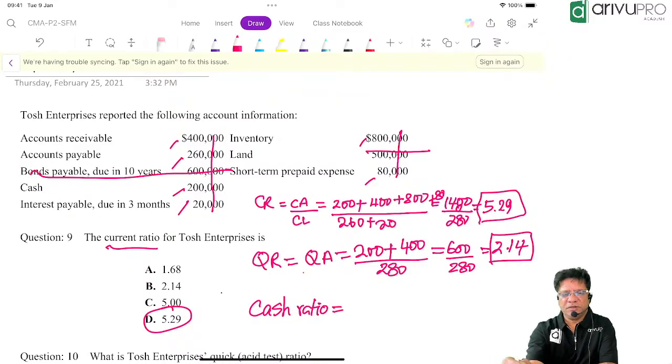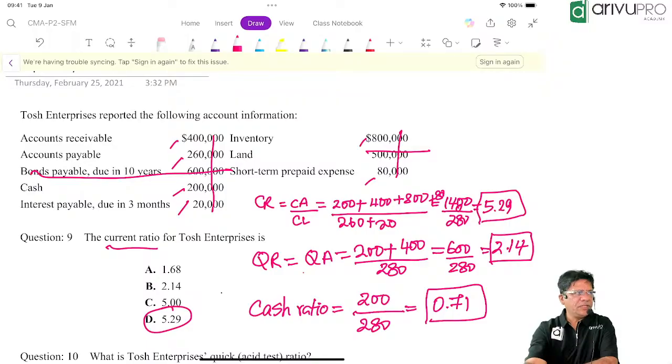Cash ratio is what? Only cash. 200. There are no other things here. Marketable securities are not there. 200 divided by 280. How much? 0.71.